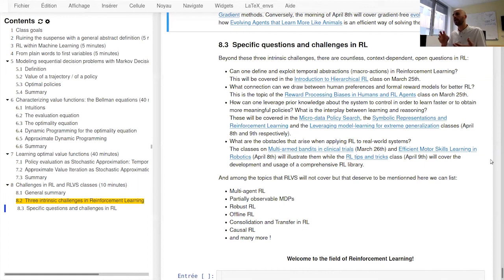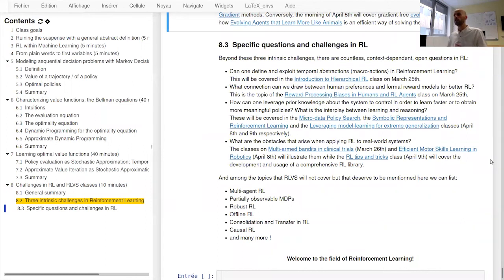And so the three talks about meta-data policy search, symbolic representations and reinforcement learning, and leveraging model learning for extreme generalization, classes that are scattered around RLVS, are in line with those questions of leveraging different aspects of knowledge in order to obtain better reinforcement learning.